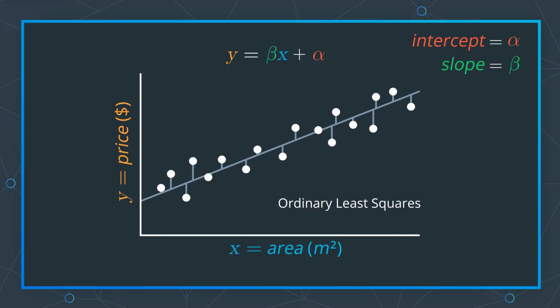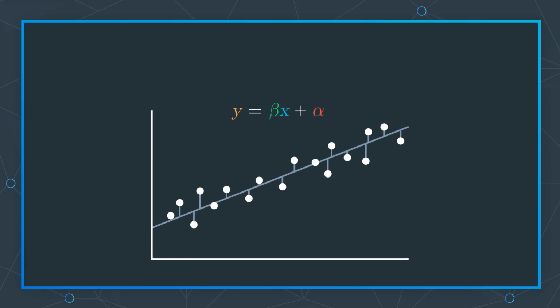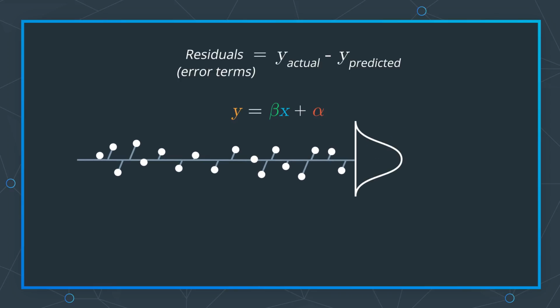Even after we find the best regression line, we can expect to see differences between the data points and the line. These differences between the best fit regression line and each point are called residuals, or error terms. In other words, the residual is the difference between the actual value and the predicted value. We can check if the residuals follow a normal distribution.